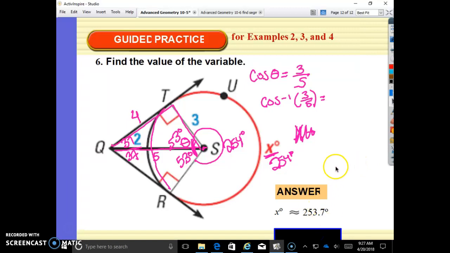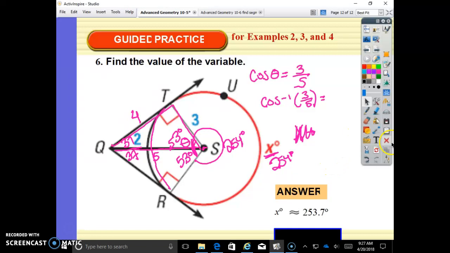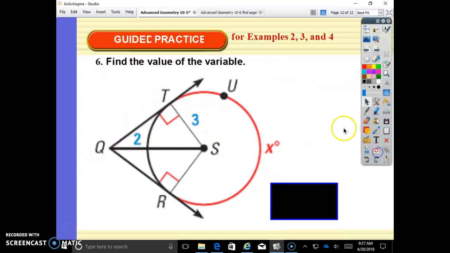They didn't round. It didn't say where to round to. Most of the time they want degrees rounded either to the whole number or to the tenths. But it always says so in the directions. And anything in here on a quiz or a test, I'll tell you where to round.